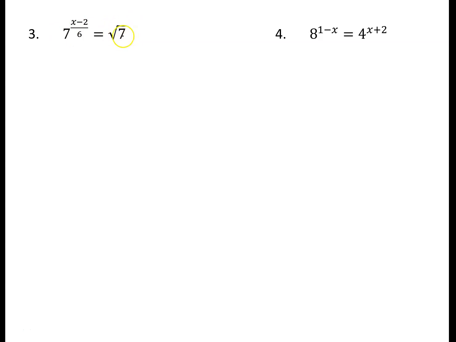Now I do have a 7, but I need to write it with an exponent instead of a radical. So if you remember, we can do that by doing 1 over whatever your root is. It's a square root, so it would be a 1/2 power. And now I have the same base on both sides. So I'm going to set my exponents equal: x minus 2 over 6 equals 1/2. And then I'm ready to solve that equation.